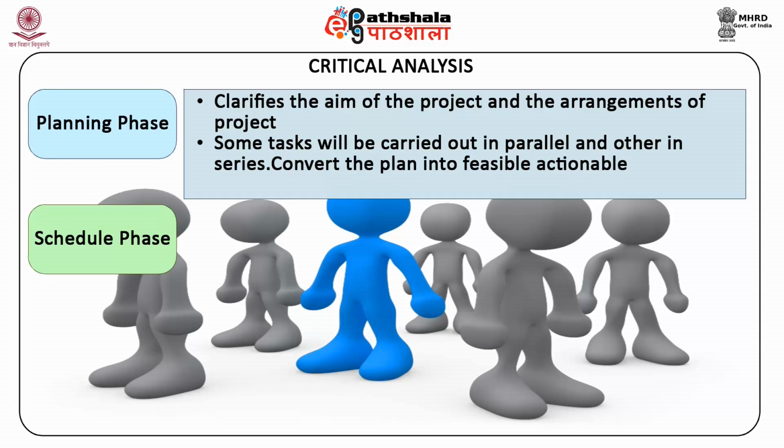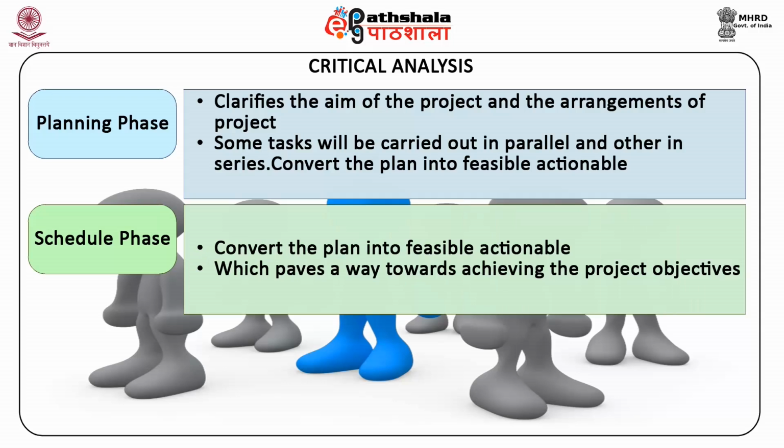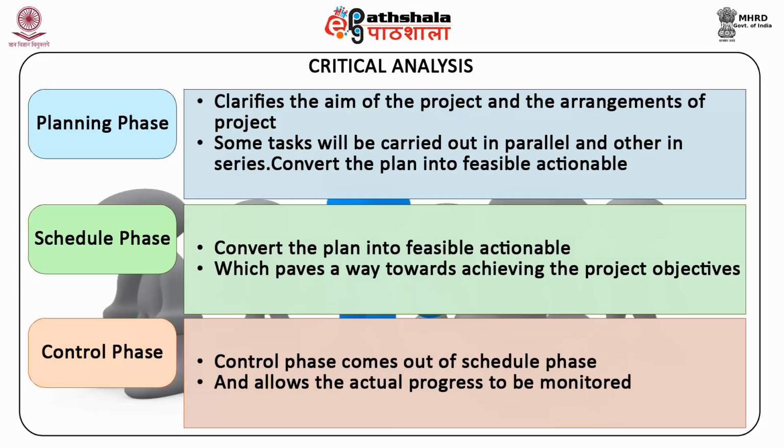Schedule phase. The schedule phase comes out of the planning phase and converts the plan into a feasible, actionable schedule which paves the way towards achieving the project objectives with reference to the optimum use of available resources such as time, human resources, and equipment. Control phase. The control phase comes out of the schedule phase and allows the actual progress to be monitored by ensuring that the activities are running according to the schedule.